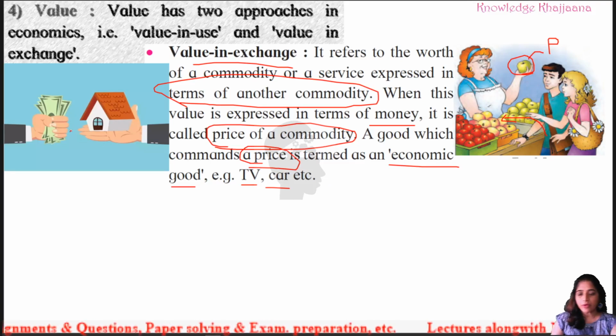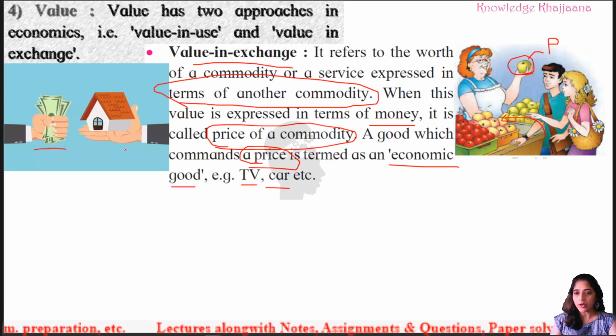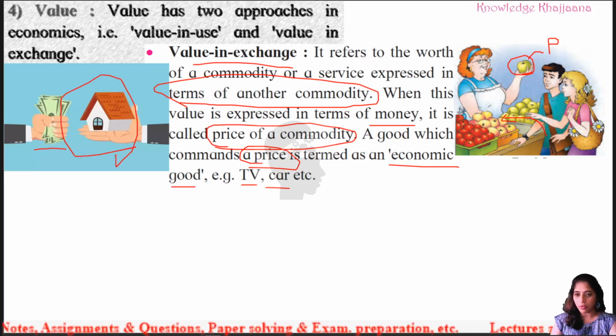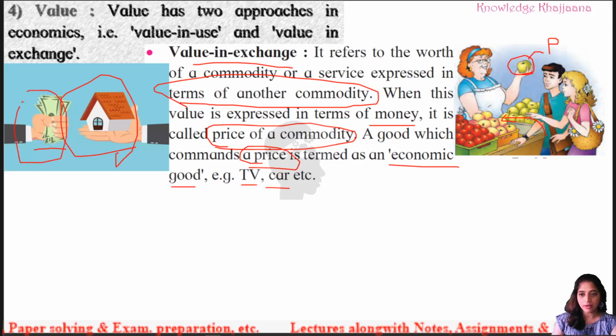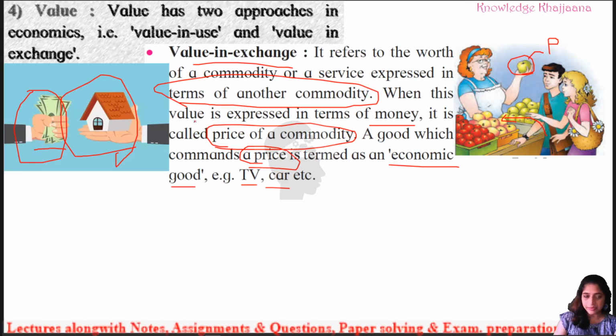For example, when we want to buy a home, we pay money for purchasing the home. So the service is expressed in terms of another commodity. What is that other commodity? Money. Or in the earlier days of the barter system, when money prices were not there, people who didn't grow their own rice would offer some different commodity to buy 1 quintal of rice.